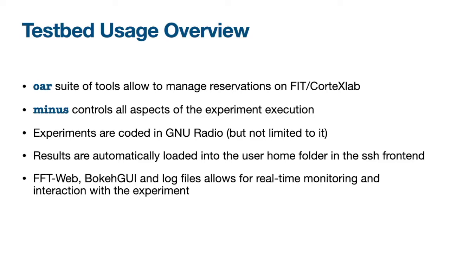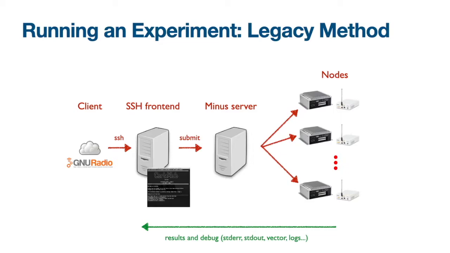So as I said, there are two ways to use Cortex Lab. The first way is what we call the legacy method, in which a user connects to an SSH frontend, creates a Minus task, submits the Minus task, and then Minus takes care of deploying the task and running the experiment on the nodes by itself. Results and debug messages are then brought back to the SSH frontend, where they can be analyzed. In this method, the user does not have control of what is running in the nodes in real time. So the user needs to prepare everything beforehand.